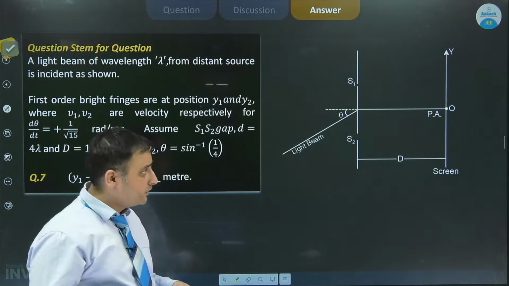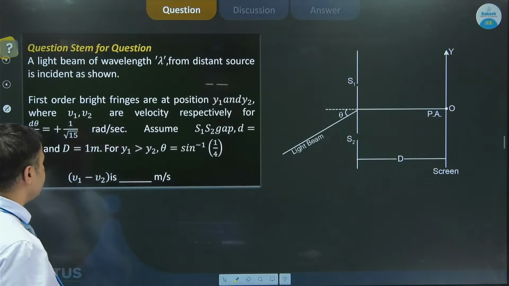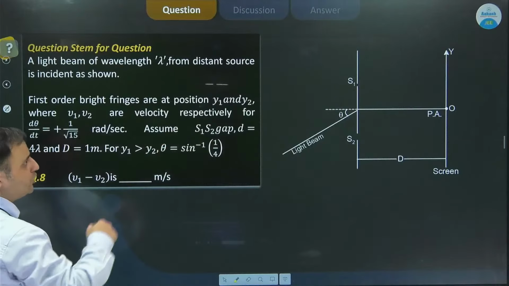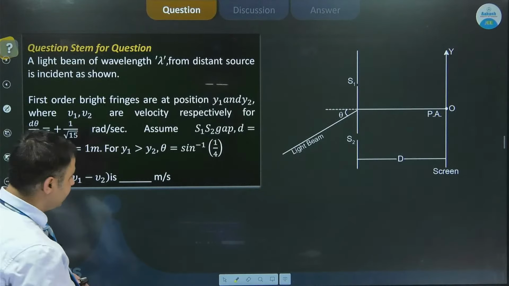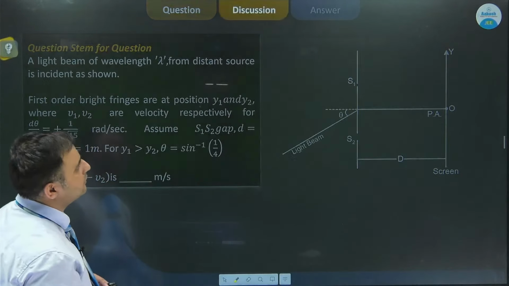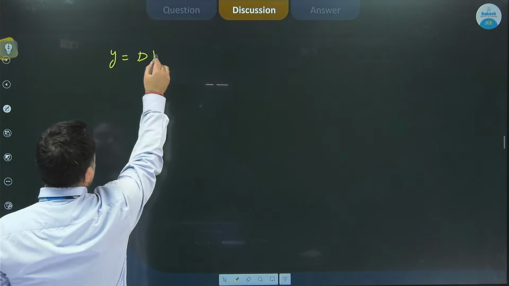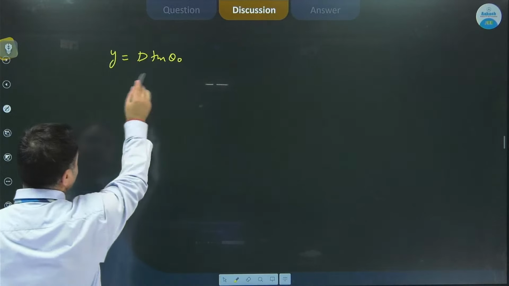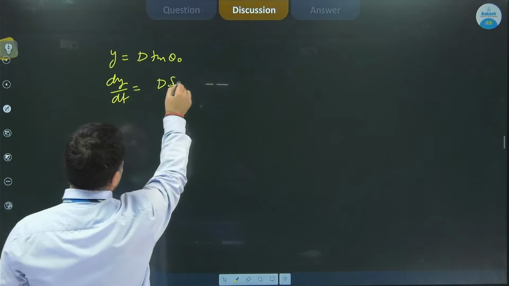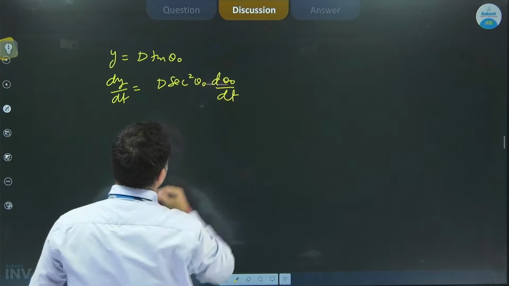Now let's see the second part of this question. In the second part, since theta is changing with time, the position of first maxima will also change with time. So it is asking for v1 minus v2. All right. So y is equal to D tan theta naught. Differentiating it for velocity, dy by dt is equal to D sec squared theta naught times d theta naught by dt.